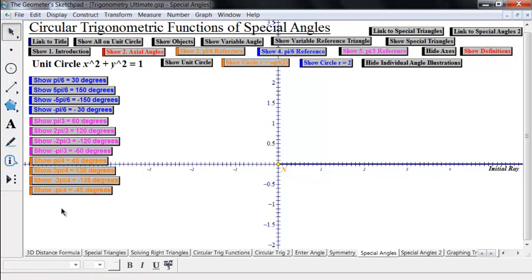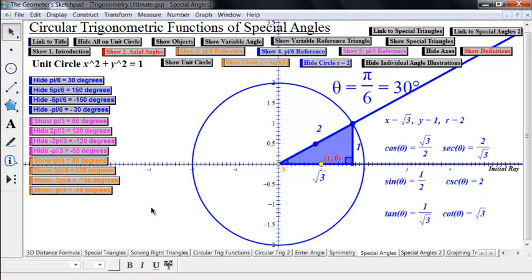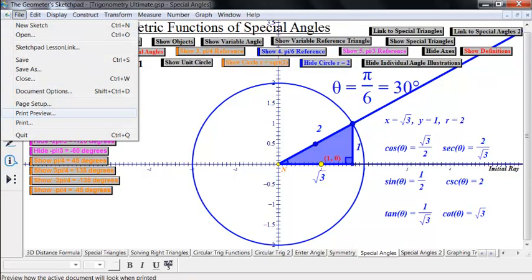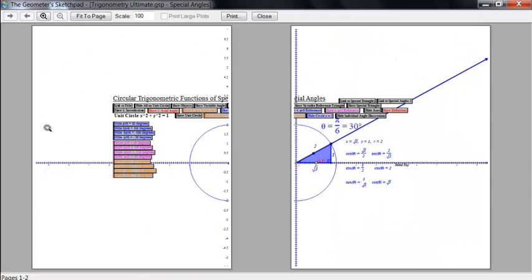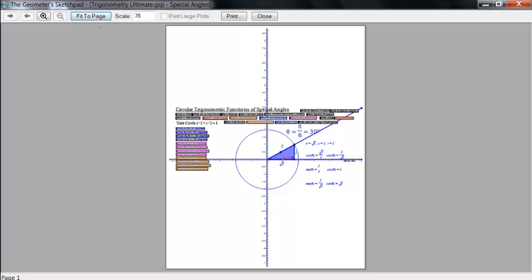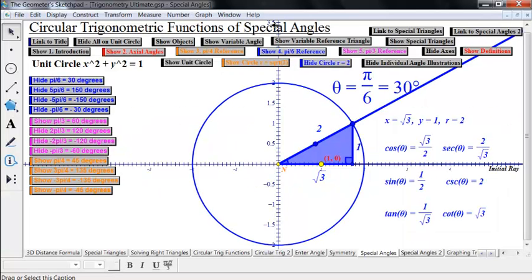And by the way, anytime you have anything from one of these Sketchpad sketches, I can always show something here. For example, let's say this one at 30 degrees. If I want to print this out, I can just go to File and say Print. I'll go to Print Preview, and this is what it looks like. This is too big for one page, but I can say Fit to Page, and it will fit all of that on one page like that. Now if I just hit Print, it will print it out on my printer.